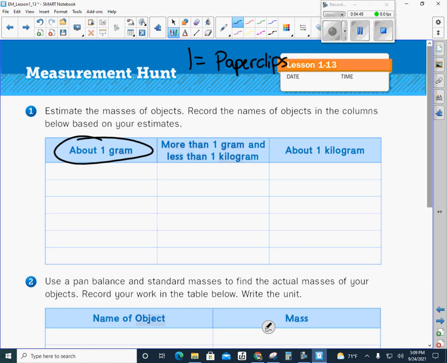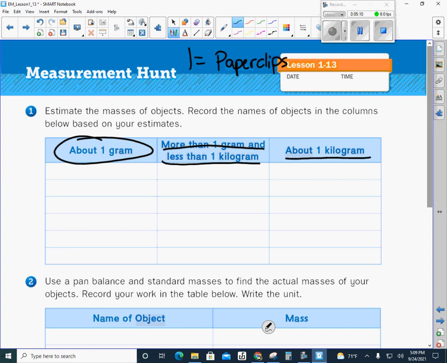Then I want you to find some objects that are more than a gram but less than a kilogram. So more than a paper clip, but less than a bottle of water. And then some objects that weigh about 1 kilogram.